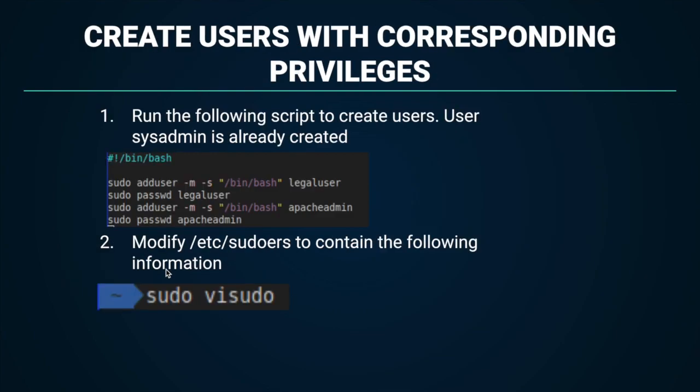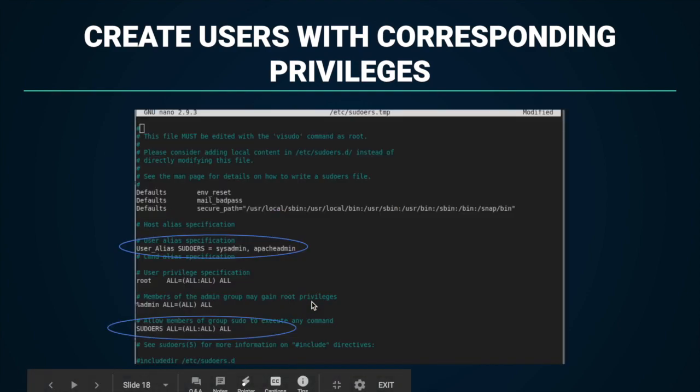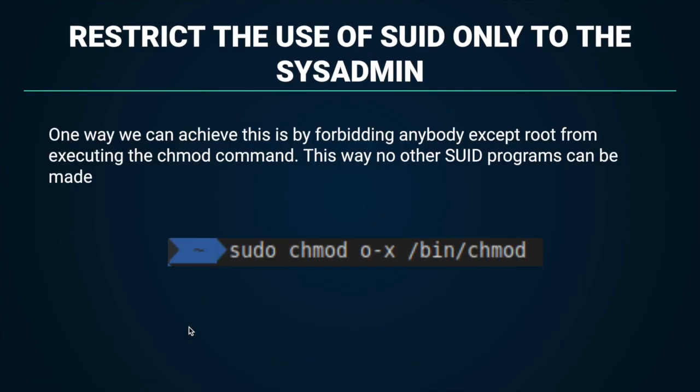specified network. So, creating users with corresponding privileges, we run the script to create users. We add the user, the legal user, and the Apache admin onto this directory. And after that, we modify the sudoers to obtain the following information through sudo visudo. After this, we write the user alias that the sudoers are the sysadmin and the Apache admin, and we set all the corresponding commands for all these sudoers that have those privileges.